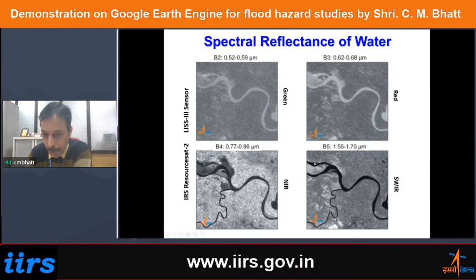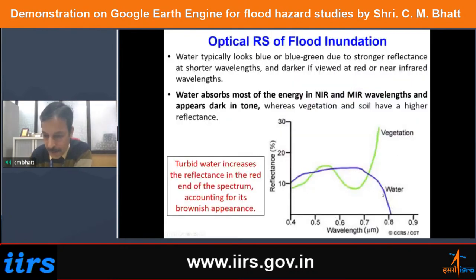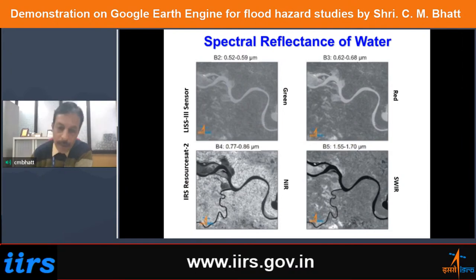That is because, from this graph, we have seen that at these wavelengths, NIR and shortwave infrared, the water gets completely absorbed, and therefore it appears in a much darker tone, and therefore it helps us to delineate the land and water.